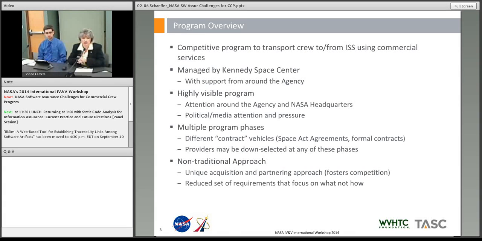Typically, you'll see in the next few slides when I talk about the different phases of the program, you'll see how the number of providers as well as the contract vehicles change.